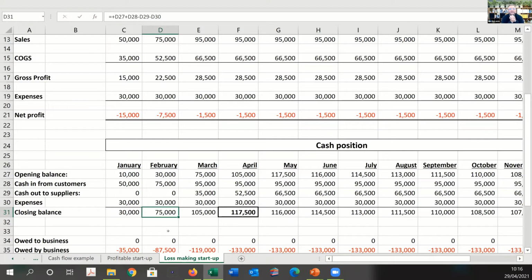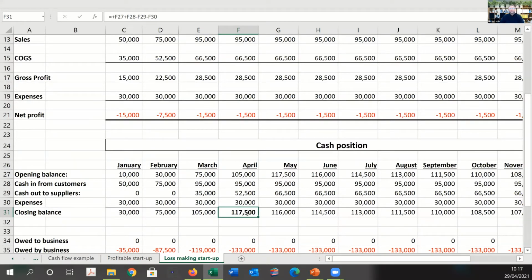He's thinking this business is great. It's doing really well. March, it gets even better, but he has to start paying his suppliers at that point. But he ends up at the month with 105. April, he ends up with 117. But what you notice is, basically he's made a cumulative loss of 15, 22 and a half, 24, 25,500 loss, but he's got 117,000 in the bank.